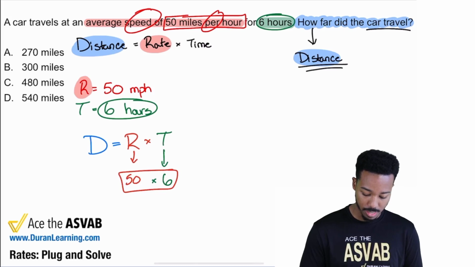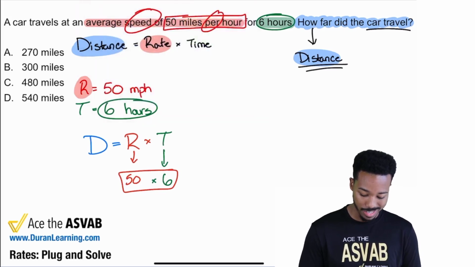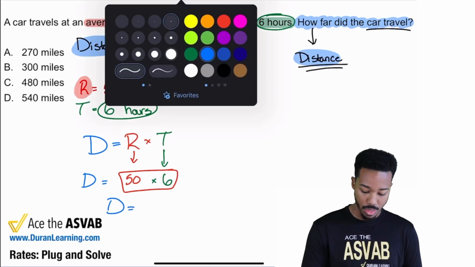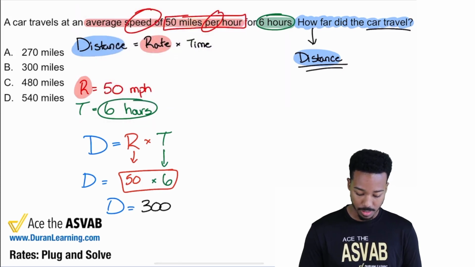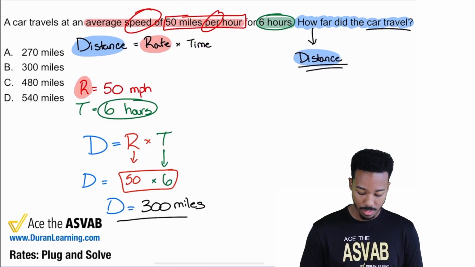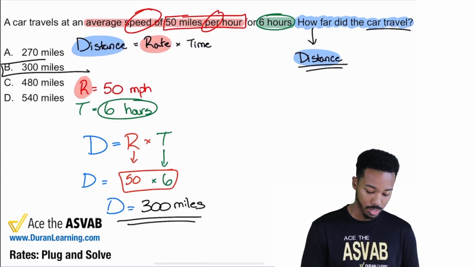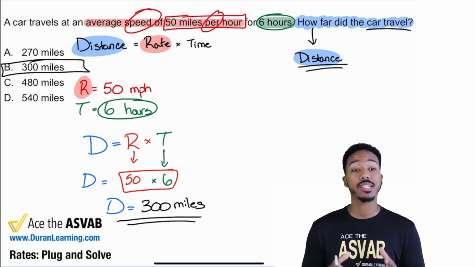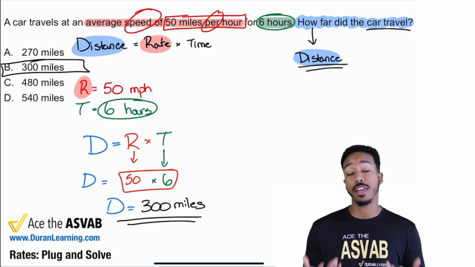What is 50 times 6? Well, 50 times 6 is 300. So distance equals 300 miles. Booyah. And that's the first question there. And so I hope I'm not going too fast, because you can always pause and rewind. But there it is. That's how we would get 300 miles for that first one.